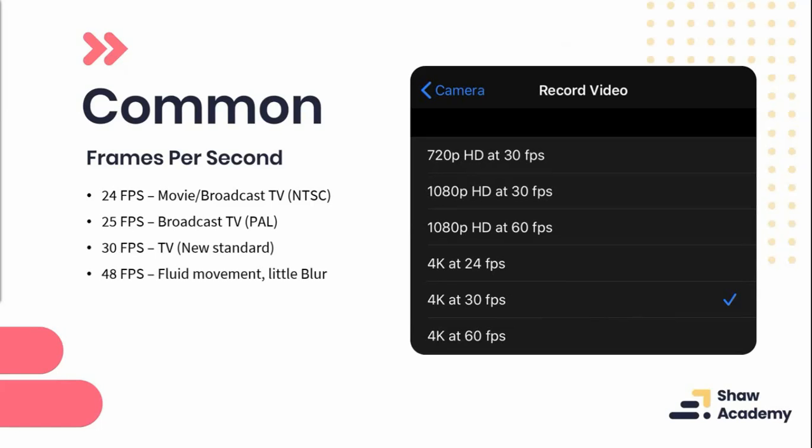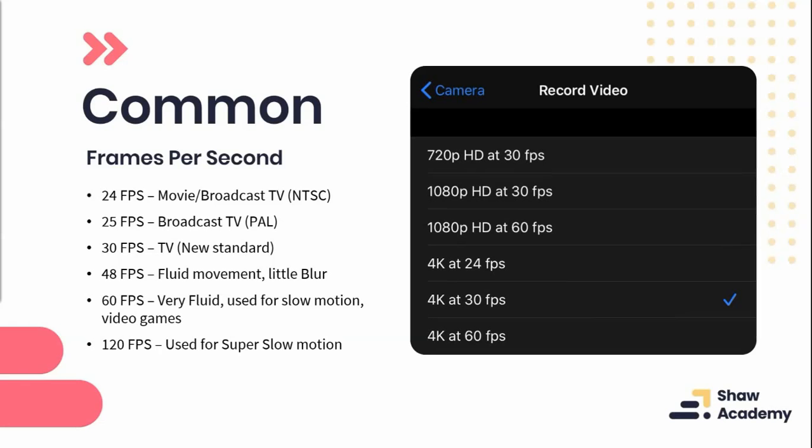A very famous example of 48 frames per second was The Hobbit by Peter Jackson. And there was a lot of criticism when it came out at the time because it looked unnatural, because people simply were not used to the higher frame rate. People said it looked like a soap opera, and there's definitely merit to that argument. 60 frames per second, very fluid, used for slow motion, used for video games, as I mentioned. And then 120 frames per second would typically be used for super slow motion footage.